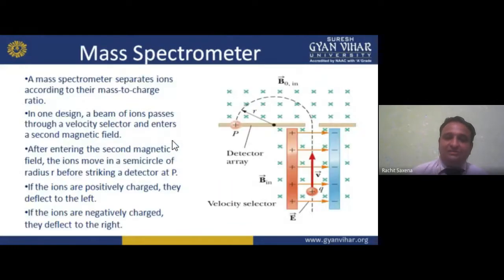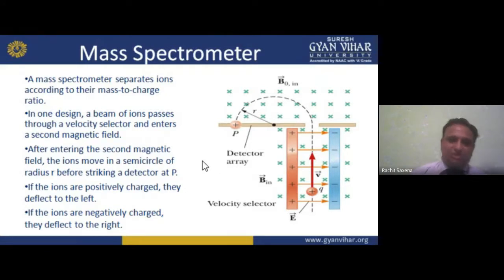I hope you understand. Now, the mass spectrometer. That is an example. What is a mass spectrometer here? We have a beam, and positive and negative signs show the electrical field. A detector array is there, and a magnetic field is there. That is your velocity selector. How can we select the velocity? A mass spectrometer separates ions according to their mass to charge ratio.